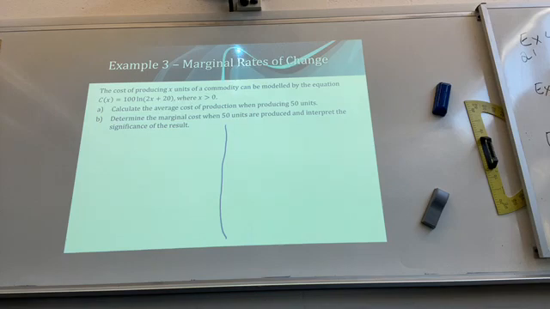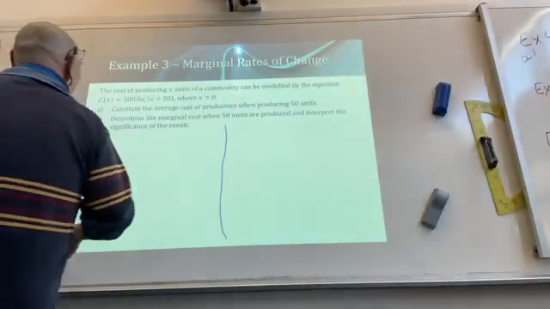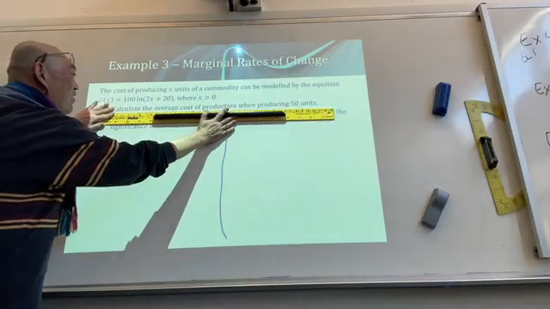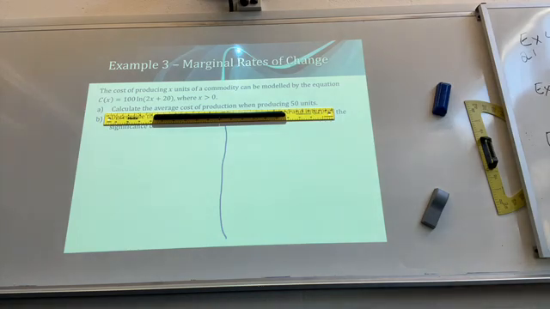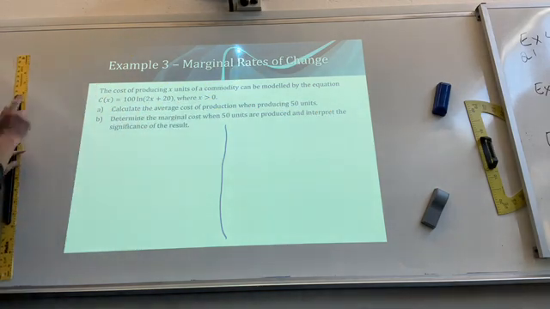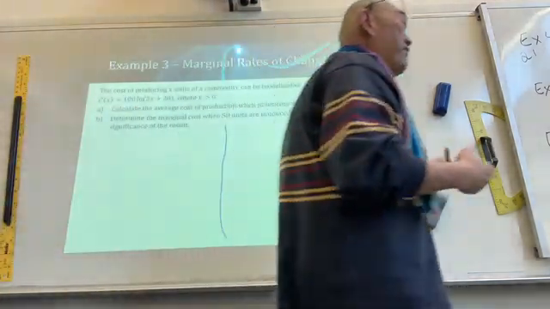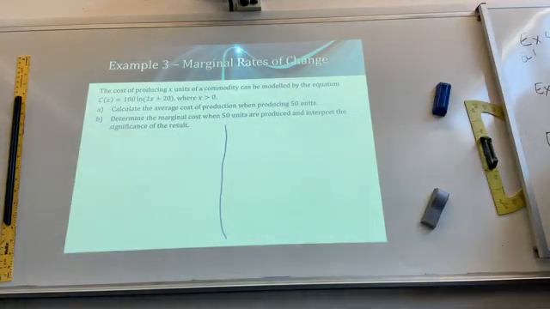Marginal cost. What is marginal cost? First, let's not worry about marginal cost. Let's calculate the average cost. For the average cost of production when producing 50 units, X is now 50. Find the cost when it is 50 and then divide it by 50 so that you know the average cost per item, per unit.